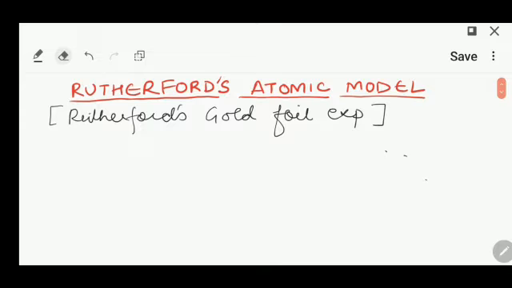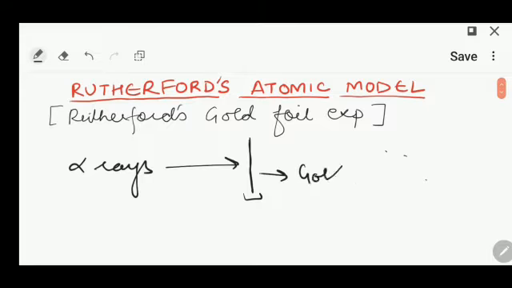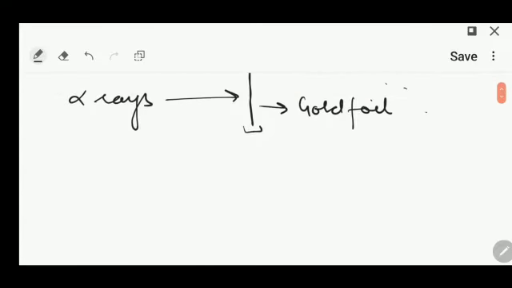Actually this model can be explained with the help of Rutherford's gold foil experiment. What happened in this experiment? In this experiment, a beam of alpha rays or alpha particles is allowed to fall on a thin sheet of gold foil. This is a very thin sheet of gold foil. And the following observations are made. I am going to magnify this gold foil.